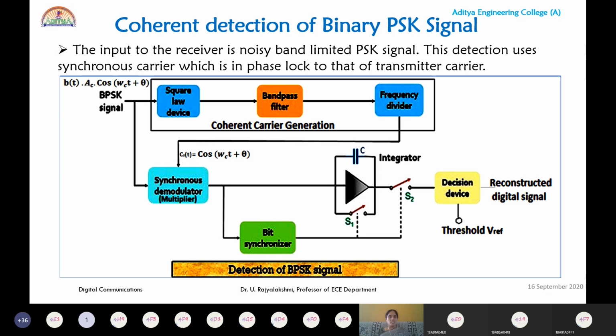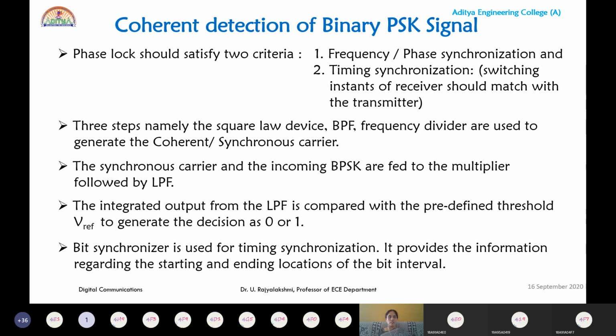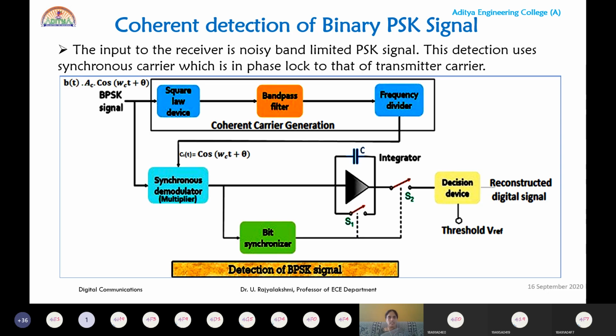Now, how many steps are needed to generate the synchronous coherent carrier? Three steps. What are the three steps? Square law device, band pass filter and frequency divider. One is the square law device, second is the band pass filter, and third is the frequency divider. Now we can discuss the analysis in the next slide.